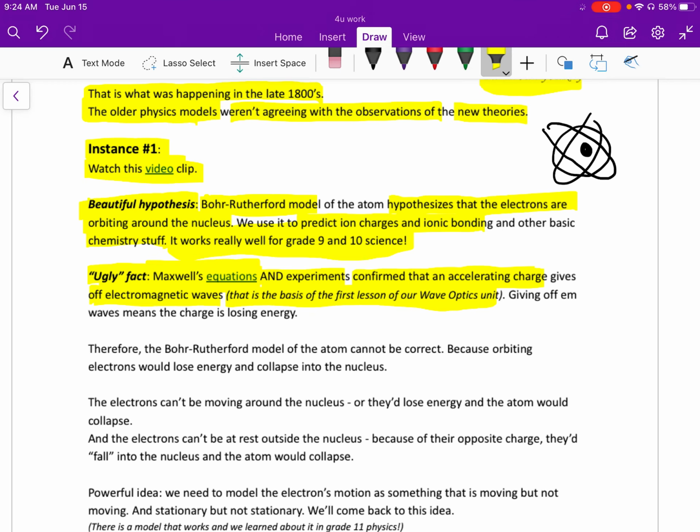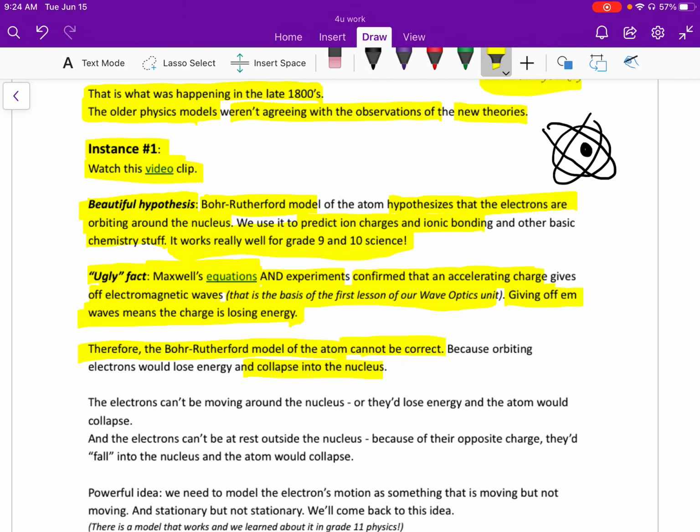Bottom line of Maxwell's equations and these other experiments is, if the accelerating charge gives off electromagnetic waves, that means the electron that's accelerating is going to lose energy. As electrons lose energy, if they were orbiting, they would spiral in and collapse. Therefore, the Bohr-Rutherford model can't be right.